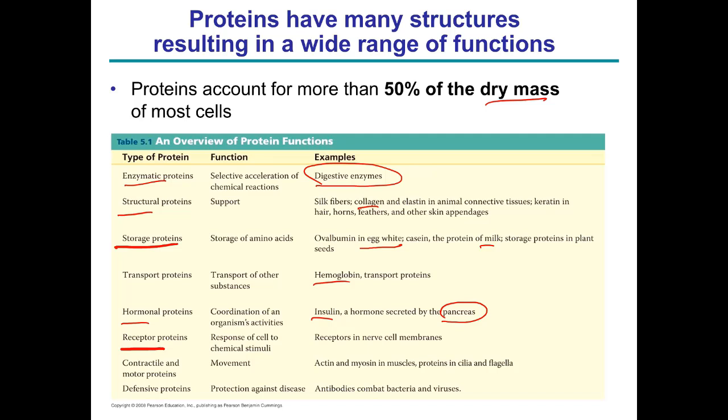They can also be contractile and motor proteins, working both inside the cell and giving rise to functions outside the cell. For example, the actin and the myosin that contract inside the muscle give rise to the locomotion or movement of the body. Last but not least, we have the defensive proteins, where antibodies combat bacteria and viruses.